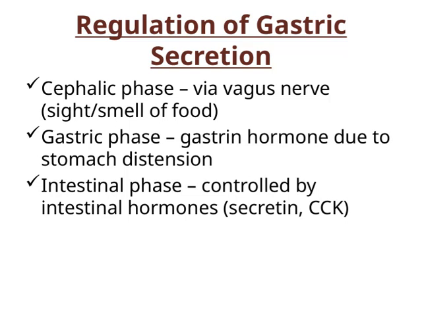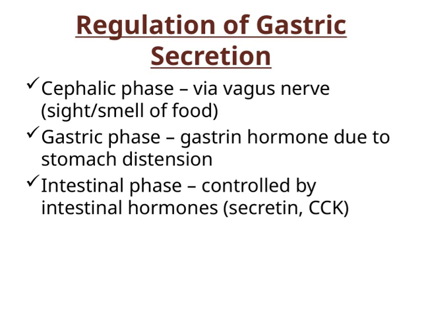Now let's look at how gastric secretion is regulated through different phases. First, we have the cephalic phase, which is triggered by the sight or smell of food. This phase is mediated through the vagus nerve, preparing the stomach for digestion even before food enters. Next is the gastric phase, which kicks in when food actually enters the stomach and causes it to stretch.